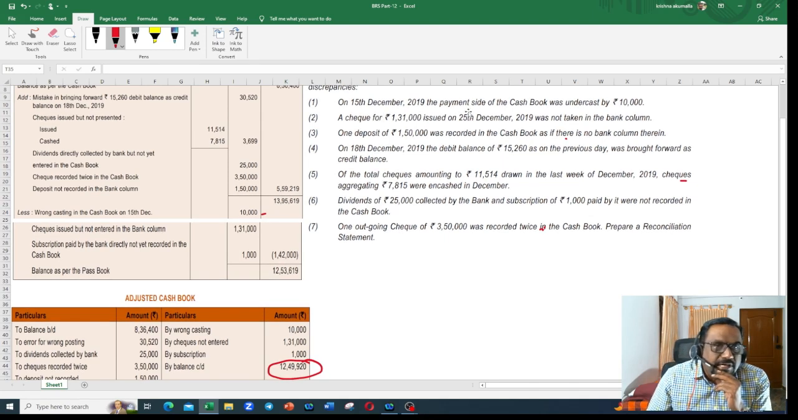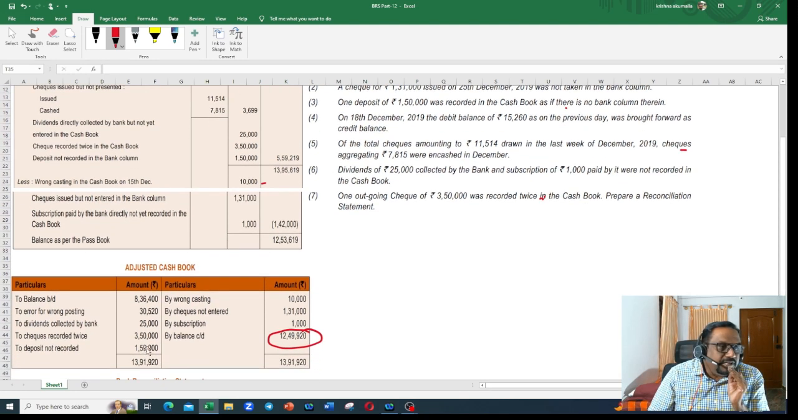On 15th December 2019, the payment side of the cash book was undercast by 10,000. See here, this is already adjusted in cash book. So no need to consider that in the reconciliation. A check of 1,31,000 issued on 25th December 2019 was not taken in the bank column. So 1,31,000 is also taken into adjusted cash book. So this will not come under your reconciliation. Third one, deposit of 1,50,000 was recorded in cash book as if there is no bank column therein. So this is also rectified. See here, 1,50,000 we have recorded here. The reason is it was not recorded previously in cash book, got omitted. Now we included. So that is also rectified.